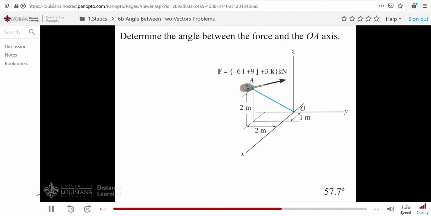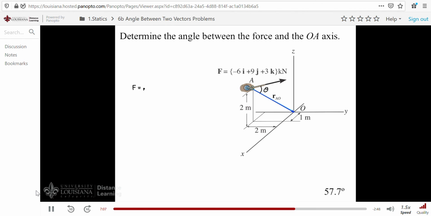All right, and now we come to our last problem. We want to determine the angle between this force and the OA axis. To do that, we need to set up a position vector going from A to O. And the angle we're looking for is really defined right in here, our angle theta. So now we need to look at each of these as Cartesian vectors. F is already given, but we do need its magnitude. So let me take a moment and we'll calculate it first.